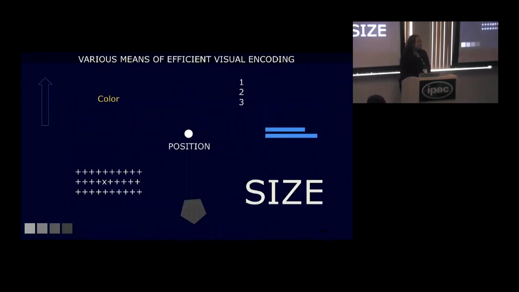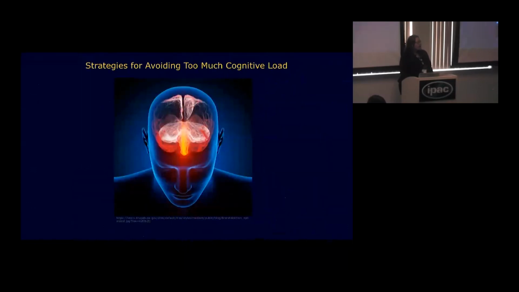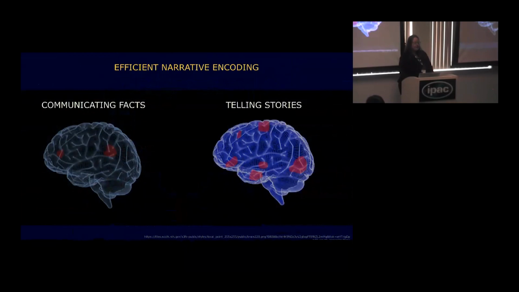For those of you who process data, you're really used to visual encodings and efficiencies that can be used for that. There are strategies in visualizations for avoiding too much cognitive load. And the key thing is that efficient narrative encoding is not just communicating facts, but telling stories, because it ignites so many different parts of the brain: emotion, motor, all of those things.